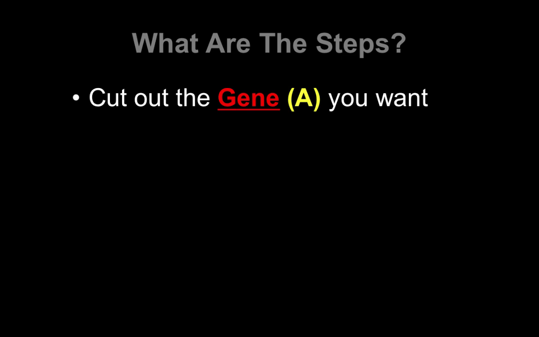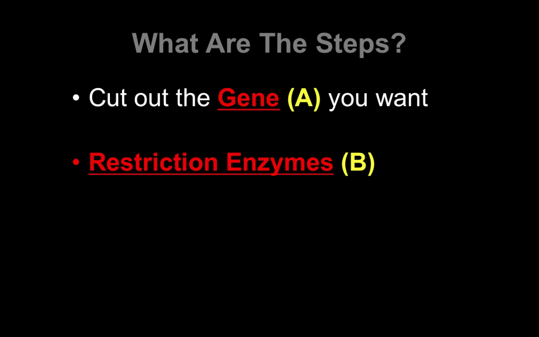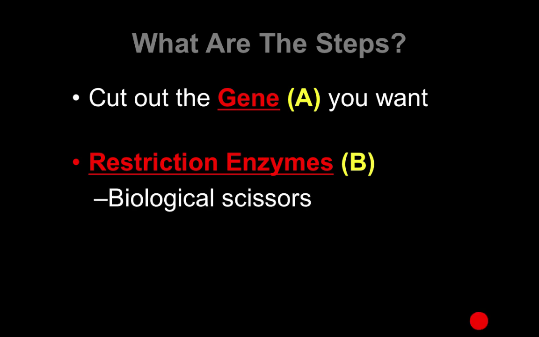So let's now look at the steps of creating one of these kinds of transgenic organisms. And we're particularly going to look at a transgenic bacteria. So the first thing we've got to do is cut out the gene that we want. And to do this we're going to use what's called a restriction enzyme. These are enzymes that act like biological scissors. Remember we talked about how enzymes are like tools? These are scissors, and they can cut DNA.